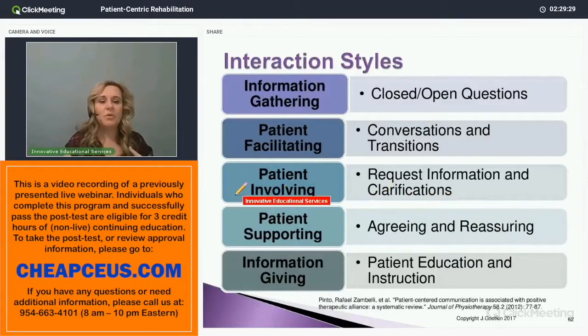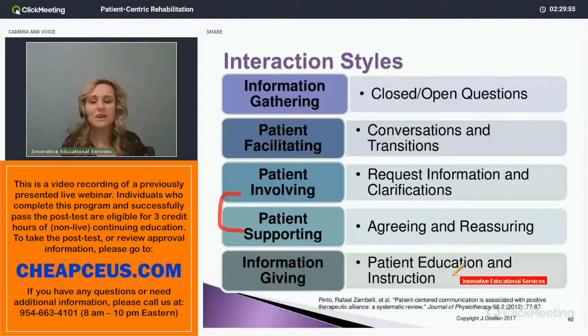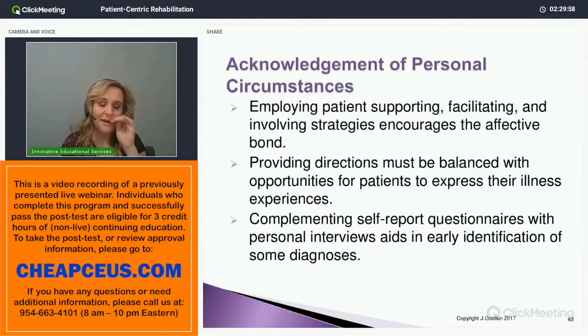But we also are leaning more towards now being patient involving and patient supporting. So things like, what I hear you saying is, that must be frustrating for you. So when the patient tells you these things, to have that come back, to gather more information. And for some people, these things are very comfortable to do. For others, maybe it's not your first thought, but this is where we need to be thinking in order to develop this therapeutic alliance. For our patients, we want to acknowledge their personal circumstances, that we need to consider that there are other settings that they need to function in and other pieces that come into play.